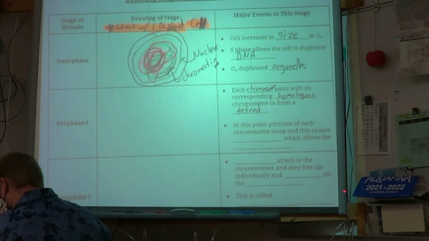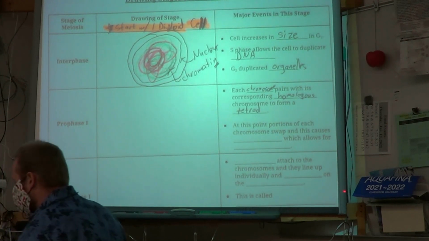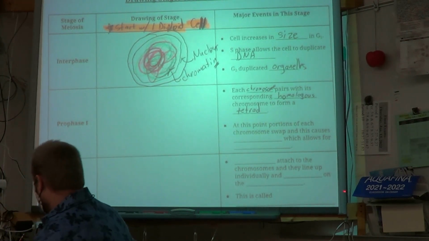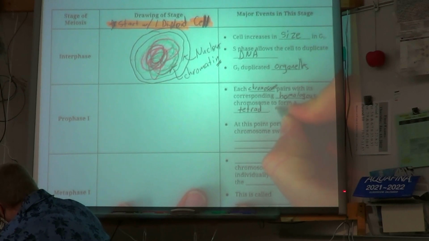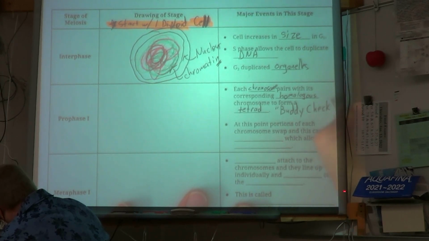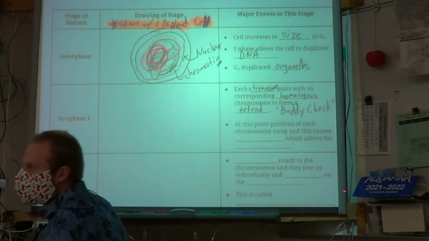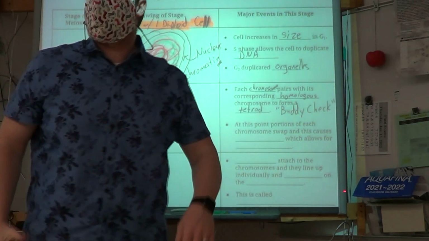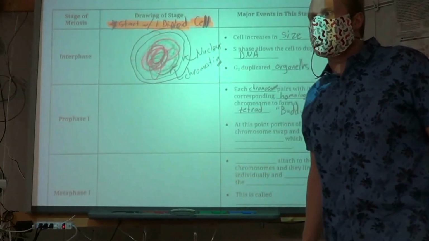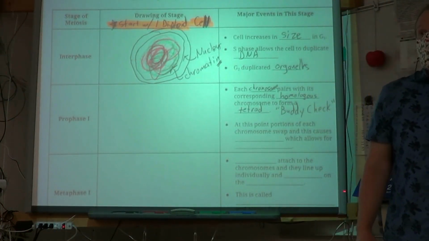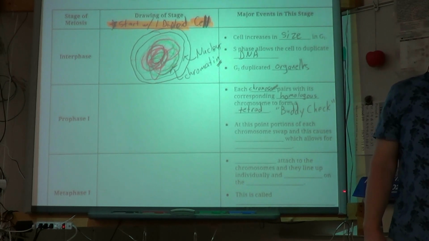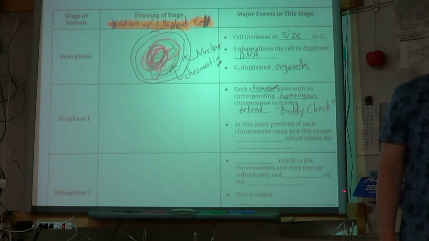Okay, it forms something called a tetrad. I like to think of this process as being a buddy check. You guys ever go to summer camp and you had buddy checks at the swimming area? You guys know what I'm talking about with buddy checks? Okay, then let me explain what my summer camp experiences were.